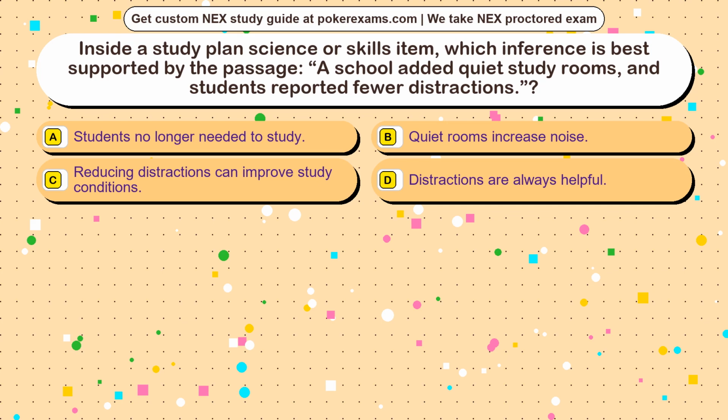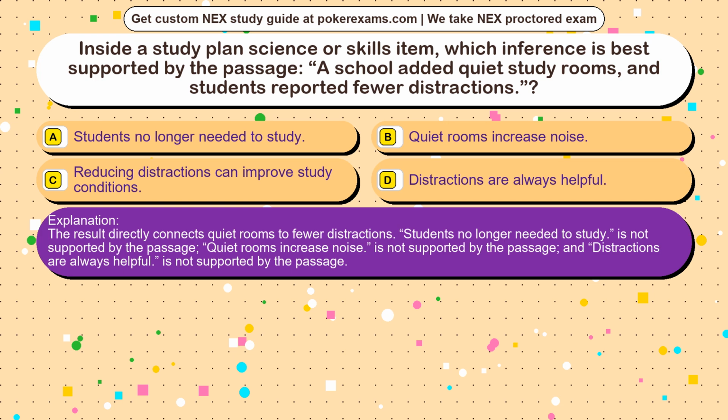The correct answer is option. The result directly connects quiet rooms to fewer distractions. Students no longer needed to study is not supported by the passage, quiet rooms increase noise is not supported by the passage, and distractions are always helpful is not supported by the passage.